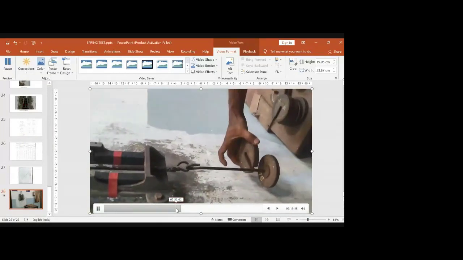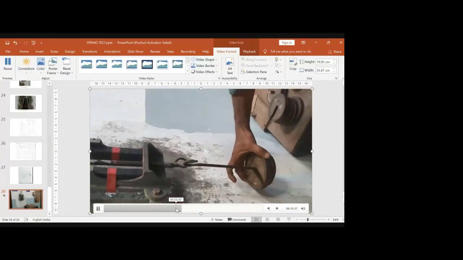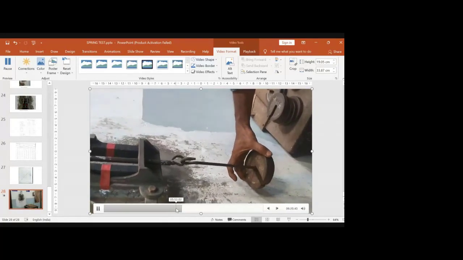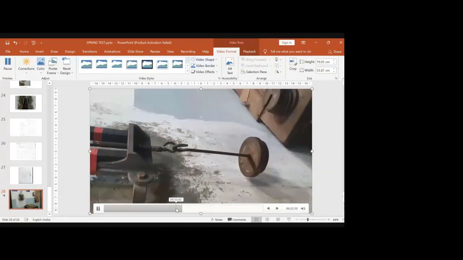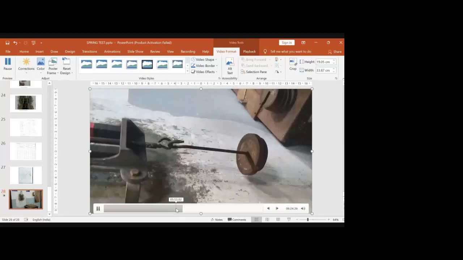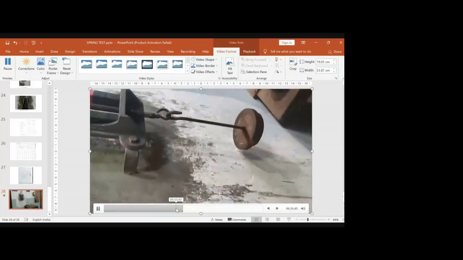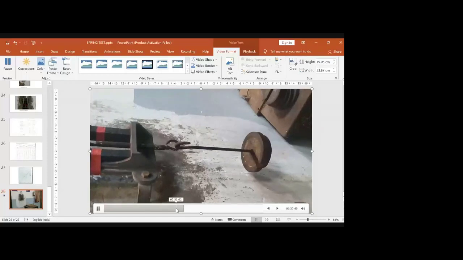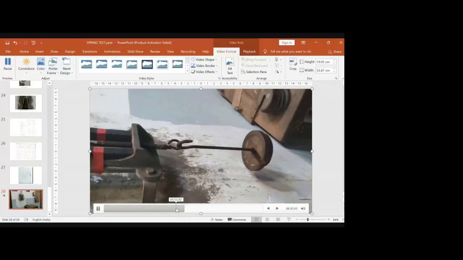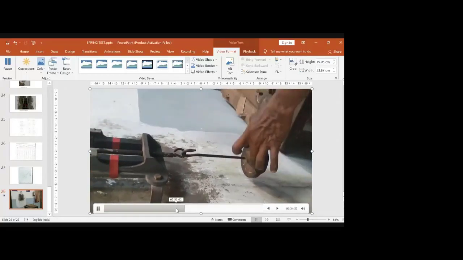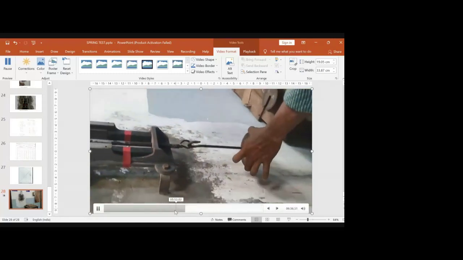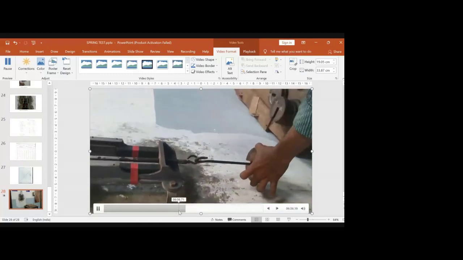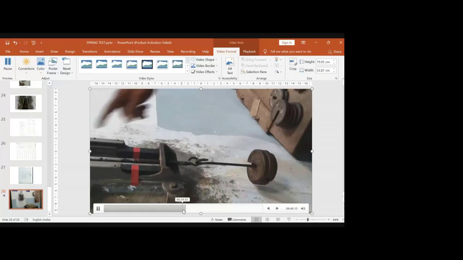See here, on the slotted weight, the weight is written. If it is not written, you can find it by using a balance. Take the reading. Then keep the next slotted weight. While keeping the slotted weight, you just note that there is a groove, no?